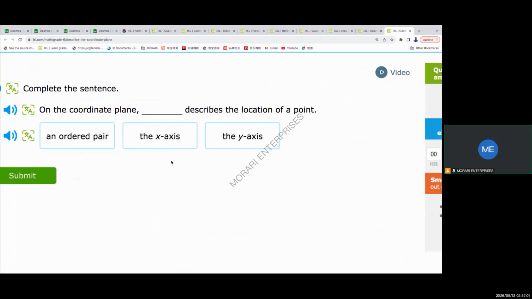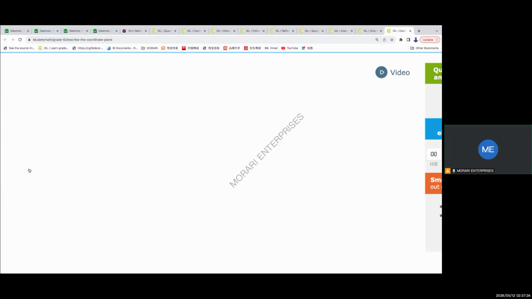Let's see if we can take a few questions here. Complete the sentence. On the coordinate plane, an ordered pair describes the location of a point. To locate a point, you need 2 values. How far left or right it is, 1 value. If it is left, it's negative. If it's right, it's positive. Then how high or how low, also 1 value. If it is low, it is negative. If it is high, it's positive. So we need 2 values called an ordered pair.